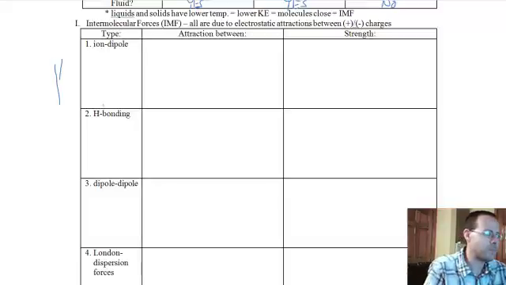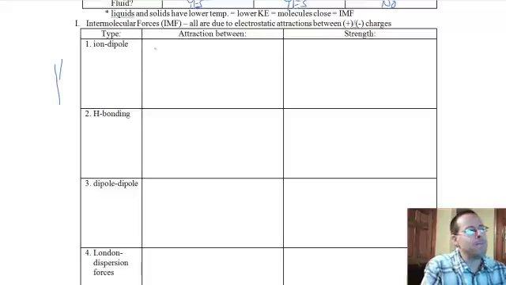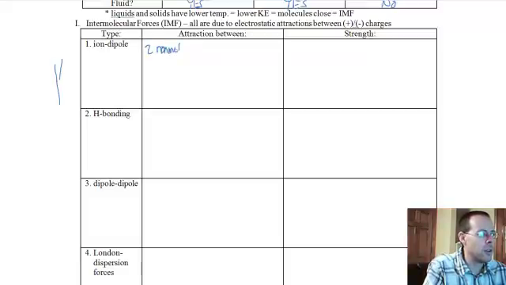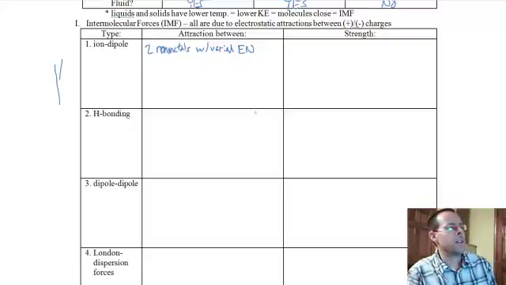What is a dipole? A dipole is any time where we have two nonmetals in a covalent compound with varied EN. And EN is just going to be electronegativities. Electronegativity is the ability of one atom to attract the electrons of another atom.